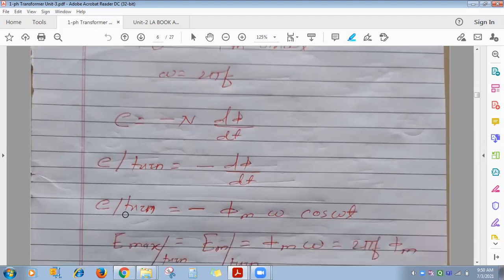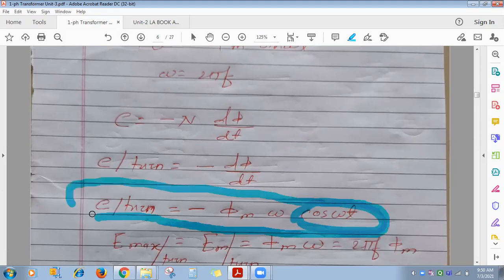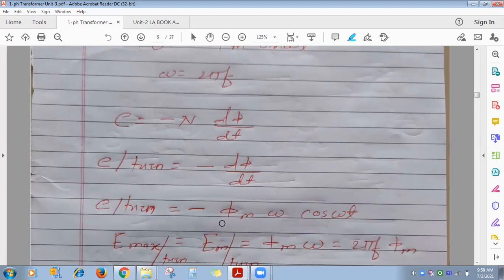So see here, the EMF induced per turn is this one. Here I have written small e of t. Small e means it's an instantaneous voltage equation for the EMF induced per turn. It's a cosine waveform, isn't it? So e of t equals Em cos of omega t. Okay, so its peak value is what? Phi m into omega is the peak.